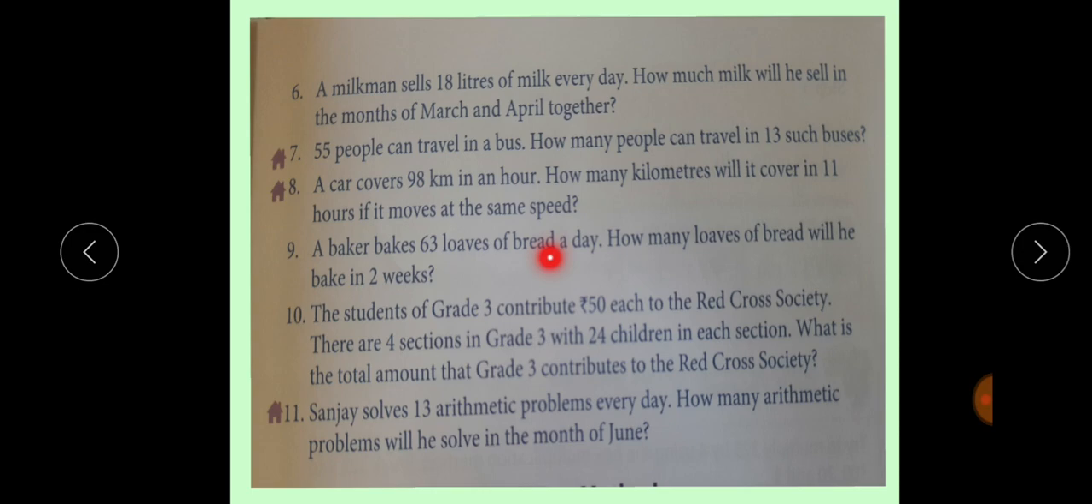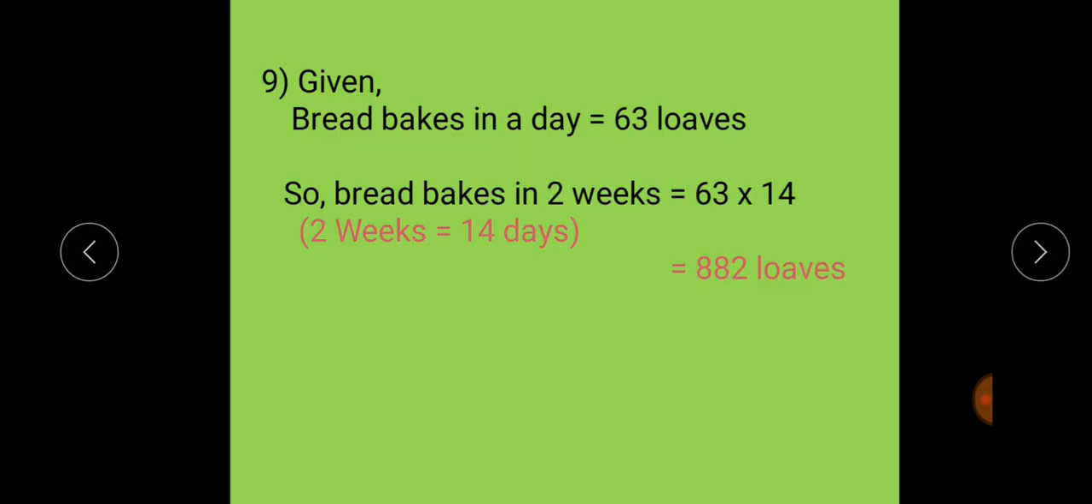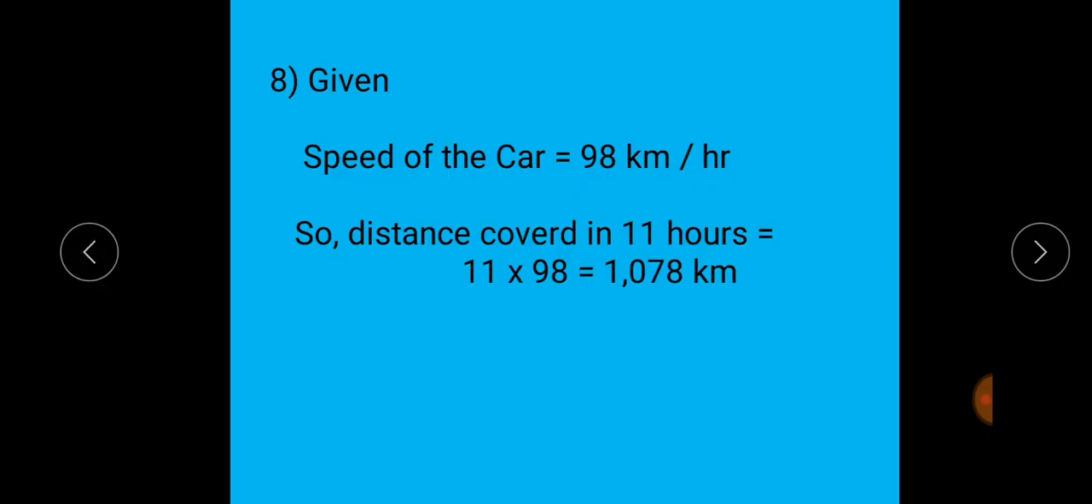And here, a baker bakes 63 loaves of bread a day. How many loaves of bread will he bake in 2 weeks? Bread baked in a day is 63 loaves. So 2 weeks, we know that 2 weeks means 14 days. So bread baked in 2 weeks is 63 into 14, which is equal to 882 loaves. Children, here you have to write a correction: COVERED. Okay.